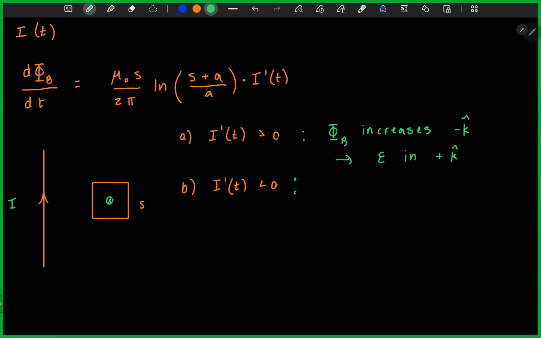And so what does that mean? That means our EMF is induced counterclockwise. In other words, if there's an actual square wire that is a conductor, our current will begin flowing counterclockwise. By contrast, if I prime of t is less than 0, phi B decreases in the negative k direction, and so our EMF would be in the negative k direction and drive current in a clockwise manner.